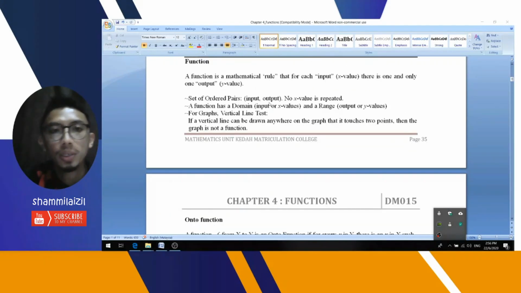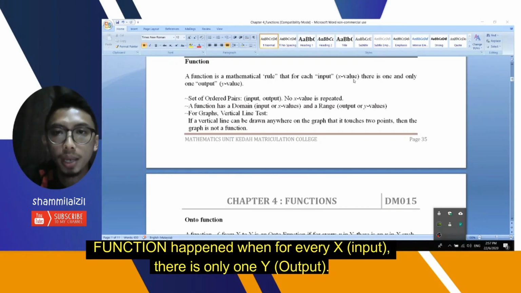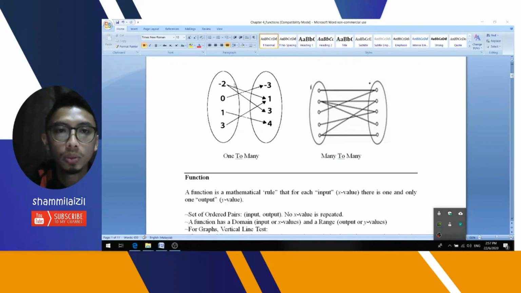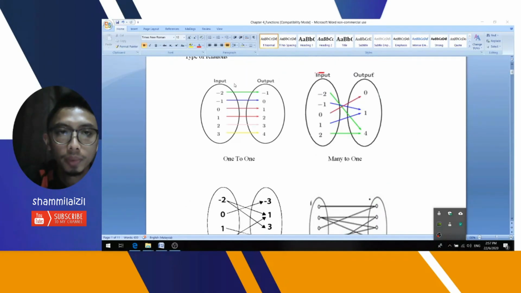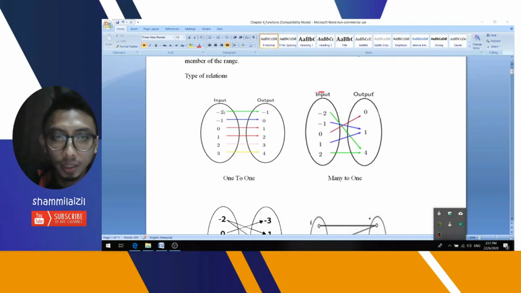So function, what is the definition of function? A function is a mathematical rule that for each input x, there is one and only one output y. So that's the keyword. Every x must have a single y. Take a look back at the diagram above. By looking at the one-to-one relation here, every single x maps to a single y. Second diagram here, every single x maps to a single y.